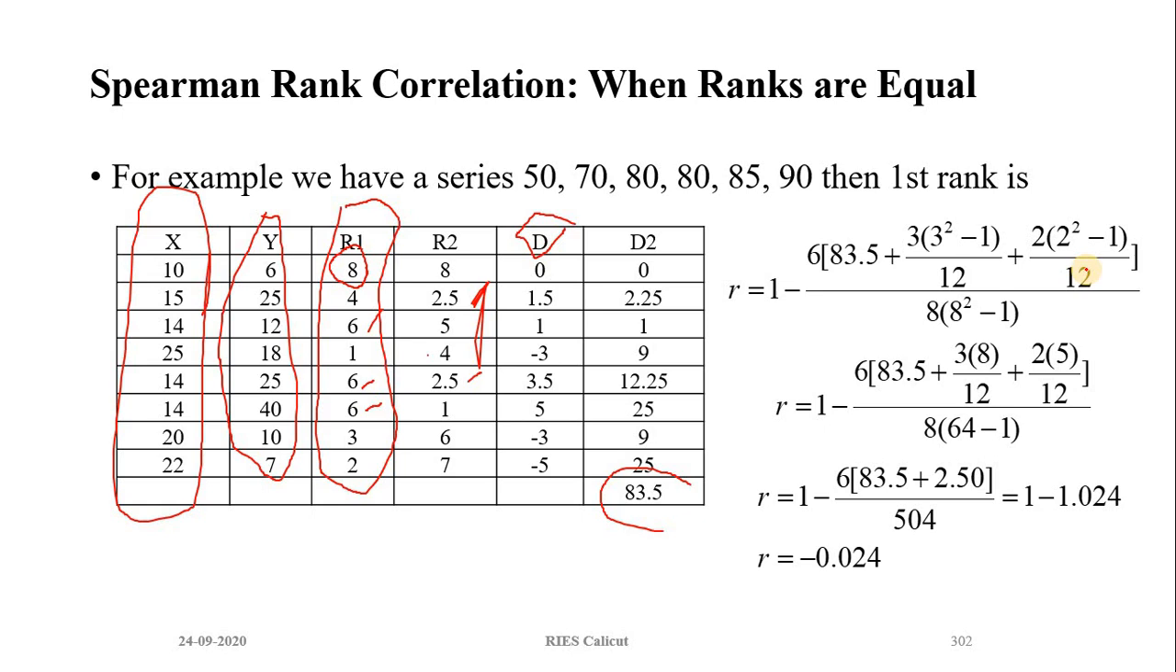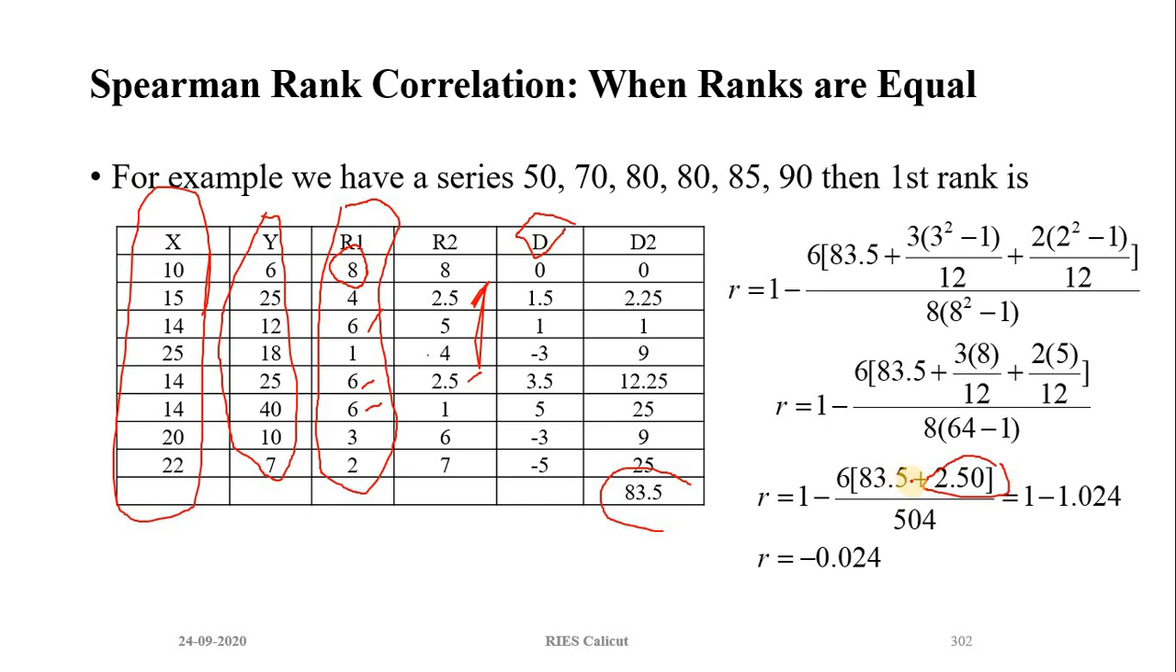So we have 2 correction factors here. And there may be 1 correction factor, 2, 3, or 4 corrections. If one more value is repeated, then you have to add one more correction. Then you do the operation: 6 into 83.5 plus 3 into 8 divided by 12 plus 2 into 5 divided by 12. So all the correction factors would be equal to 2.50.